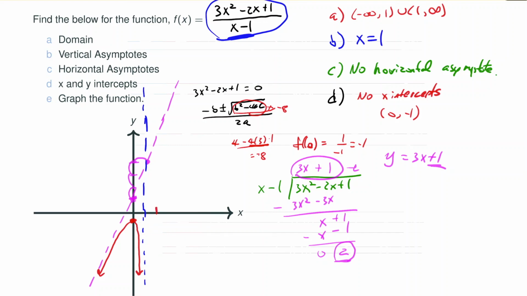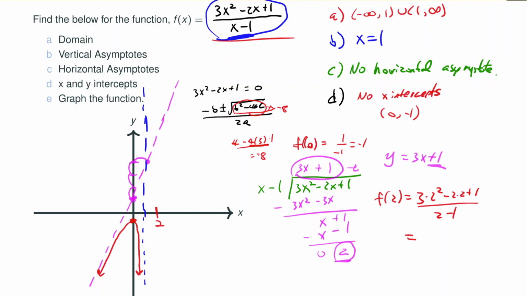On the right side, we have to pick a point. Let's pick 2, for example, and plug 2 in here to see what I get. So let me do it on the side right here. F of 2 is 2 squared minus 2 times 2 plus 1 over 2 minus 1, which is 4 minus 4 plus 1 over 1, which is 9. Right? 9 on the top, 1 on the bottom, 9 over 1 is 9. So it's all the way up somewhere here.